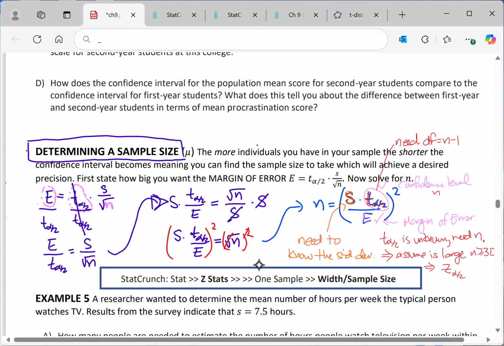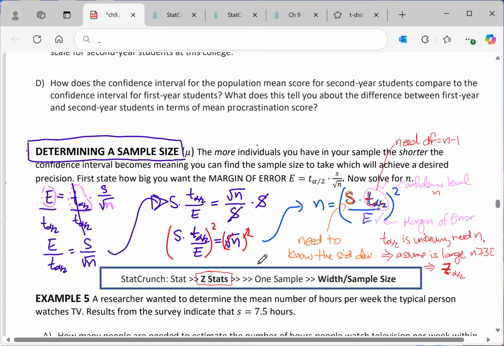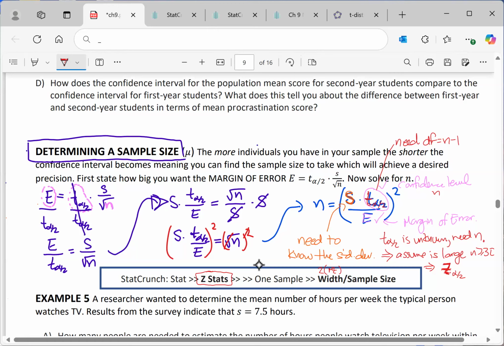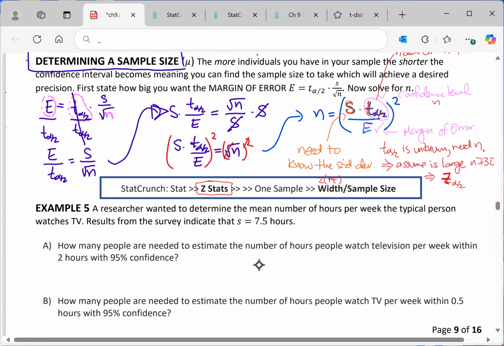The command that we need to use in StatCrunch is stats, Z stats. Why Z? Because we are using the Z critical value. And then you select one sample, width / sample size. So again, the width is going to be double the margin of error. And the sample size is just the thing that we're trying to find. So let's go ahead and do an example. It's going to be very easy. You just got to remember that for sample size, you're going to use Z stats for mean.